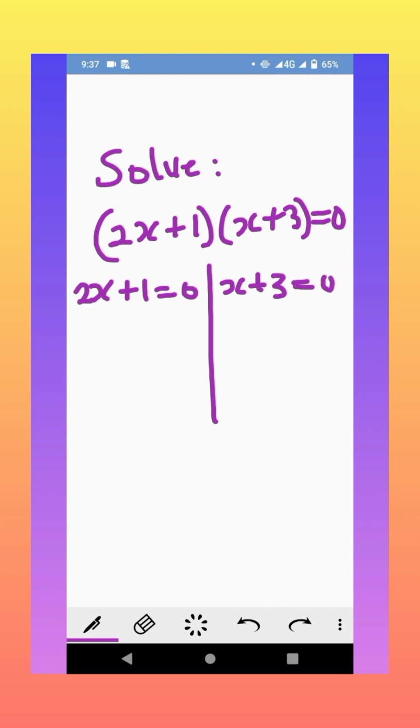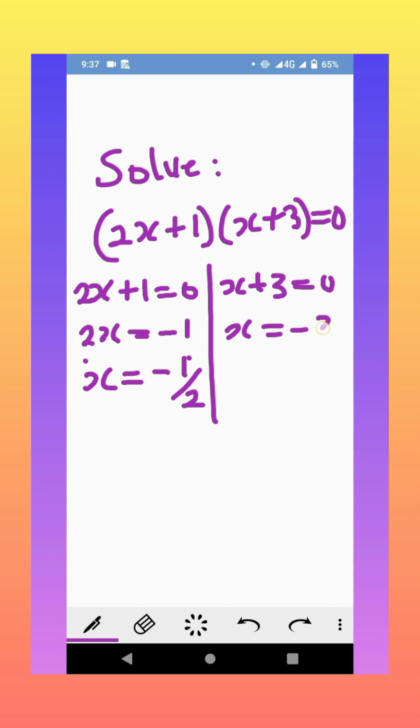Now if you collect like terms, in 2x plus 1, the plus 1 goes to the right, it becomes minus 1. Then we divide both sides by 2, so we have x equal to minus 1 over 2. On this other hand, the plus 3 goes to the right, we have 0 minus 3, which will give you minus 3, so that's the value. So these are the solutions to the quadratic equation. So let's solve for another one.